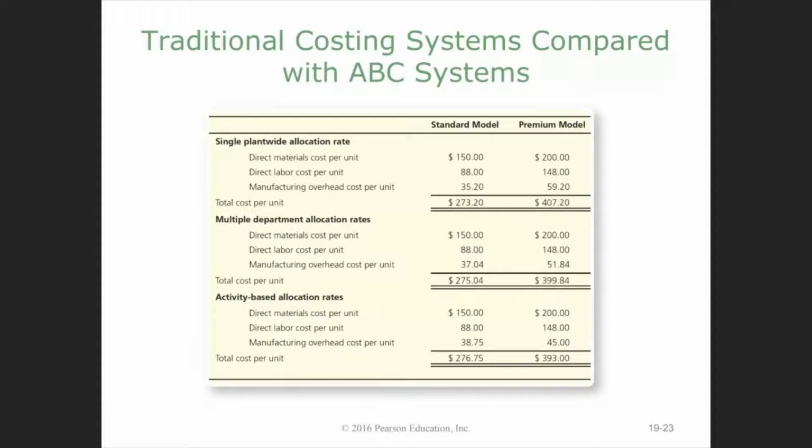So for the standard model, we've got 150 for direct materials, $88 for direct labor cost per unit, and manufacturing overhead cost of $35.20, which gives us a total of $273. We can read through all of these and take note of the difference between the standard model and the premium model.